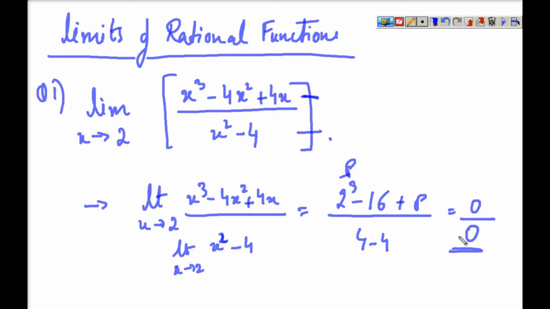So that means we have to expand those functions here. We should not get 0 by 0 form, and if we are getting something like this, 0 and 0 on both the numerator as well as the denominator, we try to expand these functions and then apply limits. So let me show you how to do that.